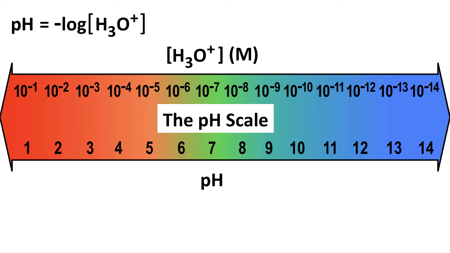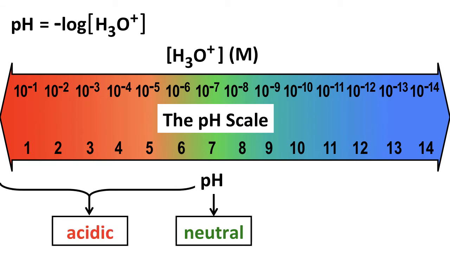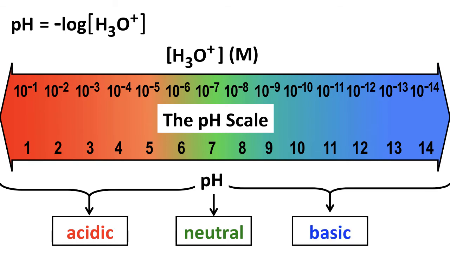On the pH scale, we've made it into a scale that looks linear, but it's really not. A pH of 7 is neutral, and pH below 7 is acidic. The lower it is, the more acidic it is. And a pH above 7 is a basic solution, and the higher above 7 it is, the more basic the solution.